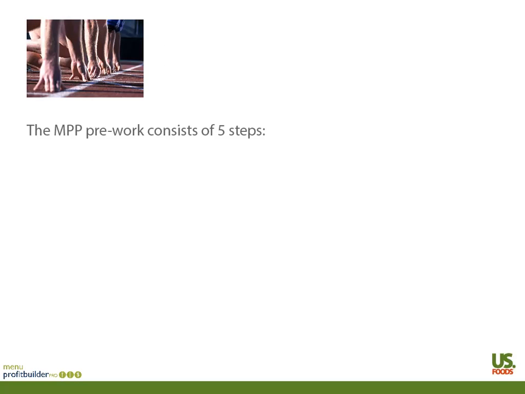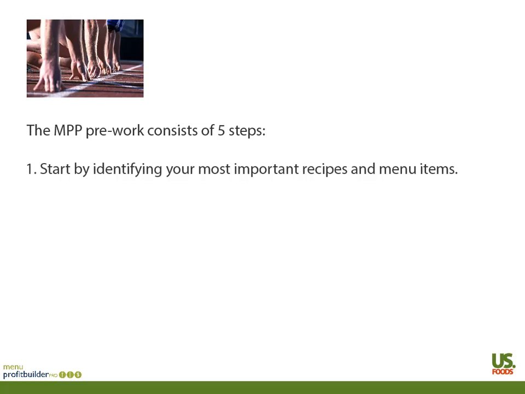The MPP pre-work consists of 5 steps. Step 1. Identify your most important recipes and menu items. We recommend starting off with your most popular items first so that you are working on the recipes and menu items where you can benefit most from MPP's analysis. 2. Fill out ingredient worksheets for recipes and menu items. Completing a worksheet helps to identify ingredients that may require additional data and preparation steps.